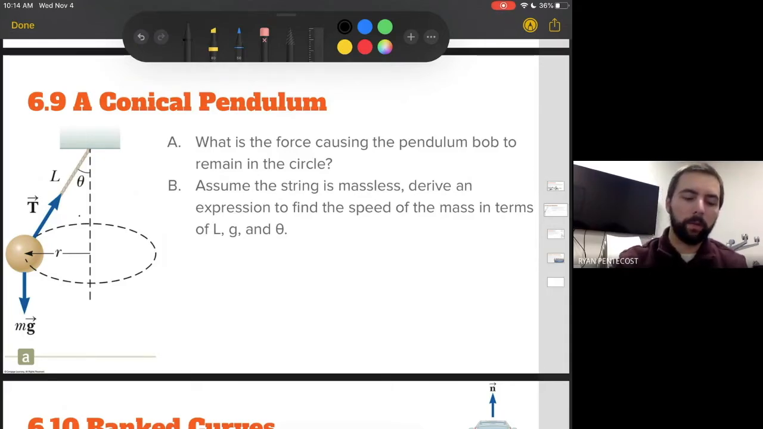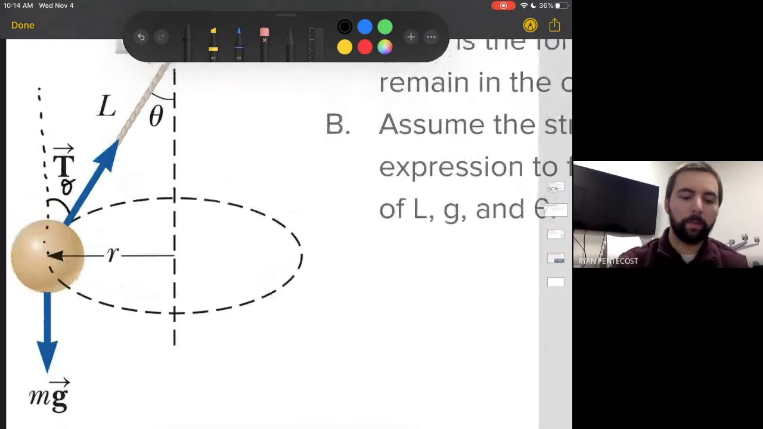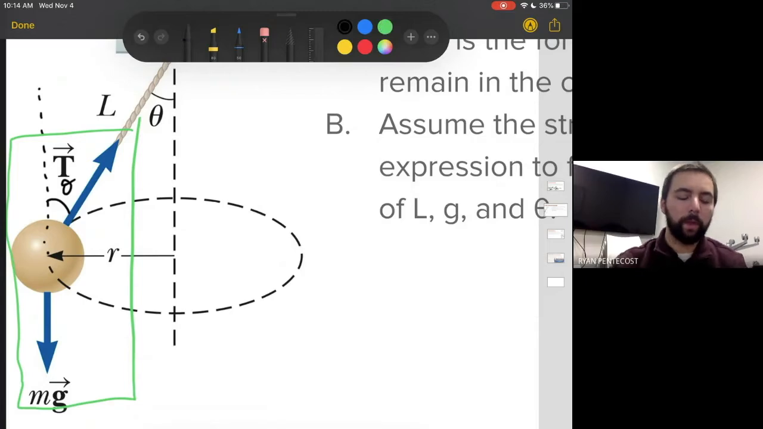Well, if we look over here, we have these thetas. So here, there is another theta there. There is our theta up top as well. So we can use this as our free body diagram right here. So our tension has a y and an x component. Mg just has a y component.